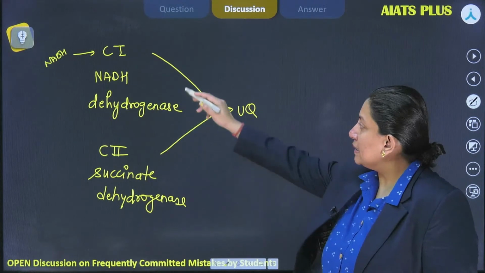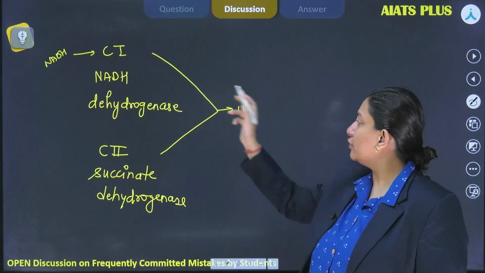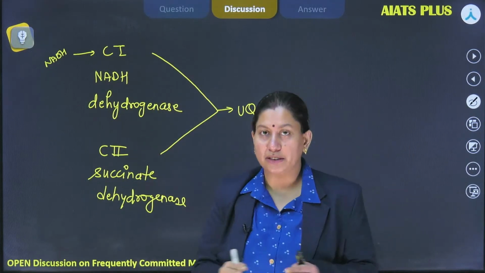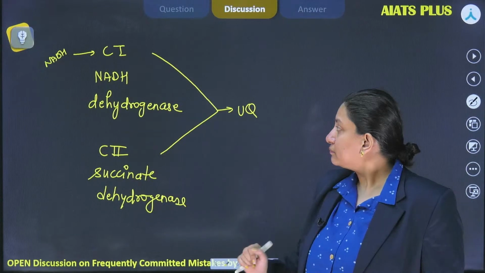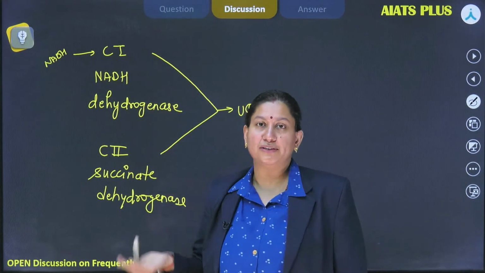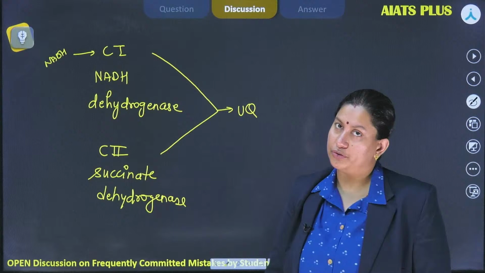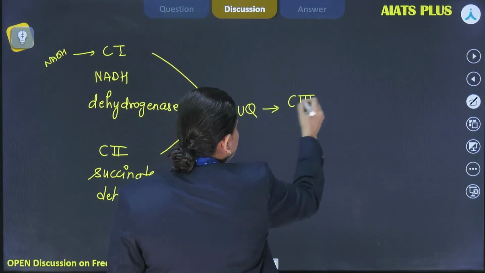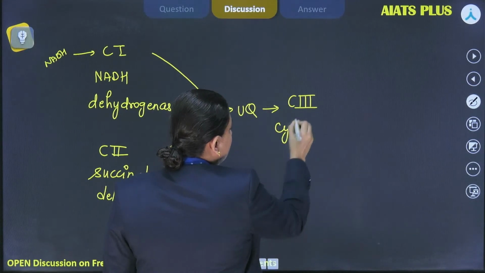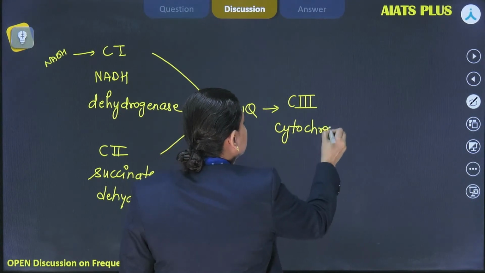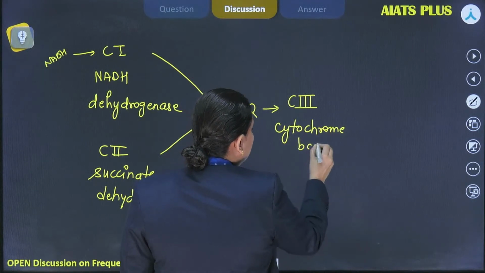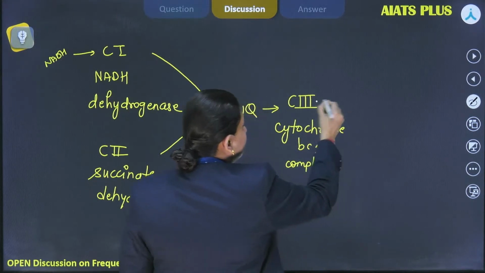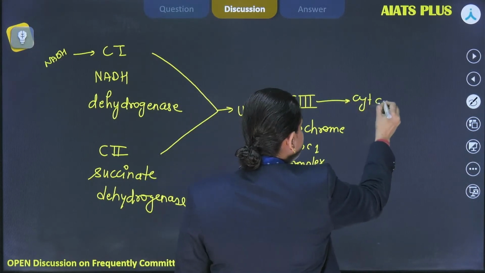So C1, that's complex 1, is going to give it to ubiquinone, and complex 2 is also going to ubiquinone, and these two don't have any interlinkage in between, right? This one is going to influx the protons into the intermembrane space. This one is not going to do that. Then from ubiquinone, it is going to be given to complex 3, which is the cytochrome BC1 complex, right? This will give the electron to cytochrome C.